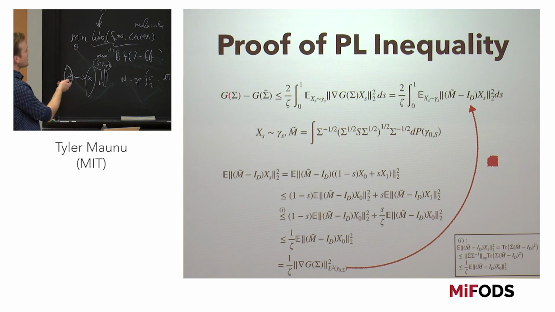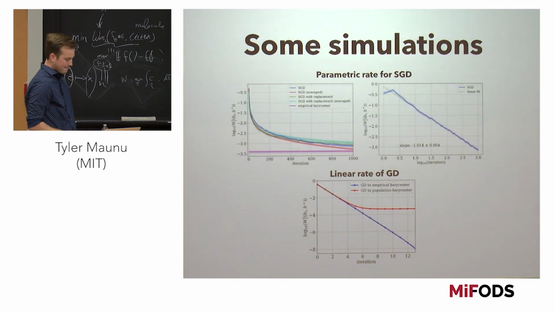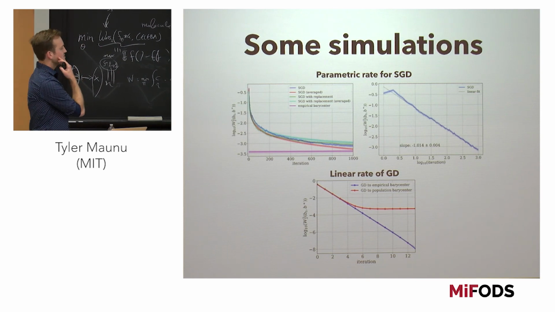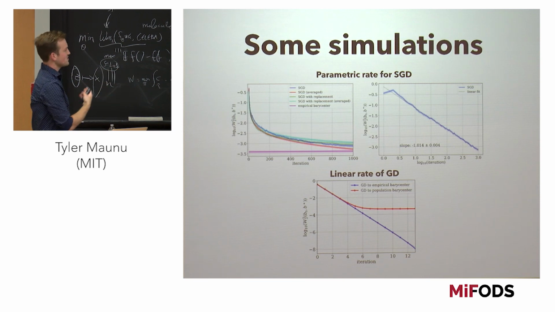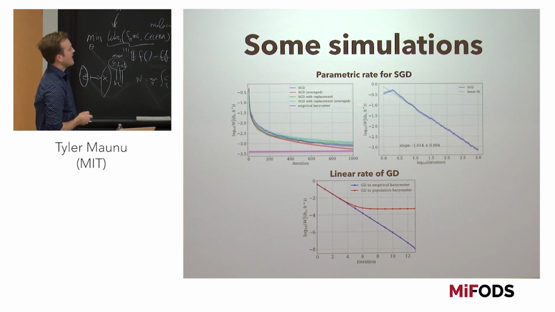So basically what I've shown is that the difference in function values is bounded above by 2 over zeta squared times the gradient norm in L2 of gamma sigma. I've given the results for Bures-Wasserstein space, and these things actually do show up when you code it up. We see a parametric rate for SGD. In this plot, I fit a line to the log plot to show you the slope is -1. And we get linear convergence of gradient descent.